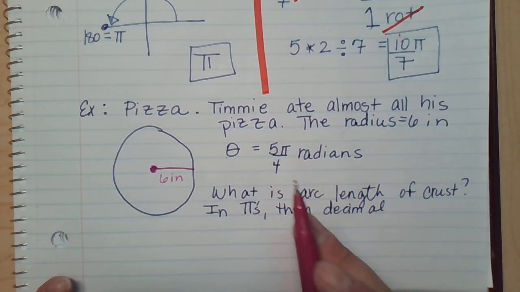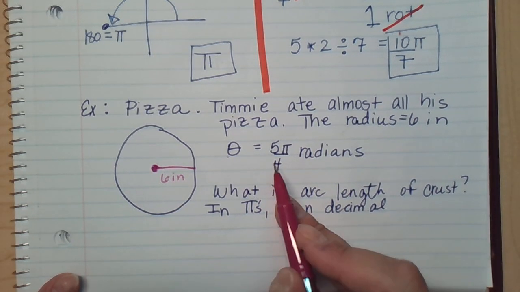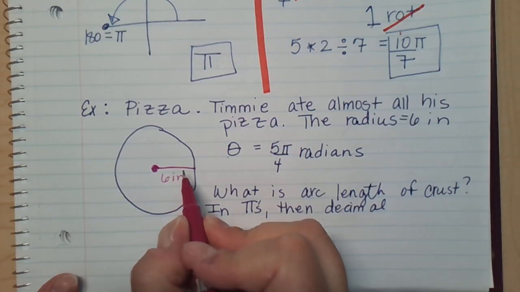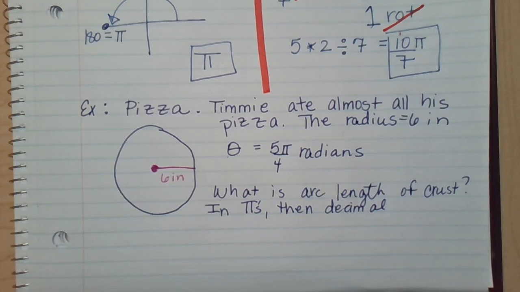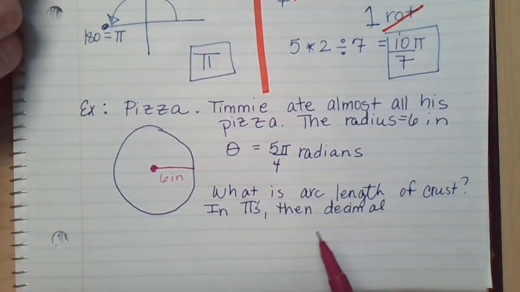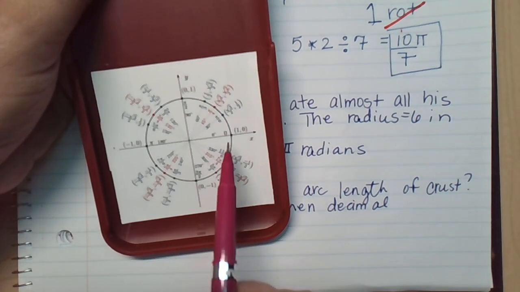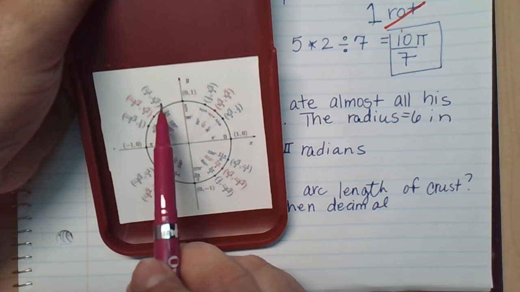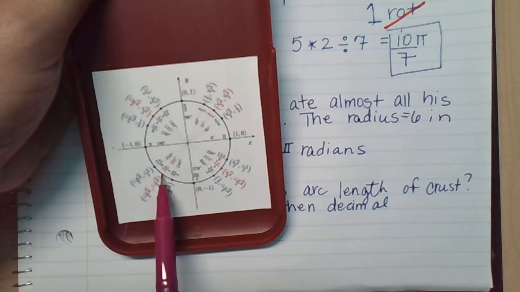It's actually super big. 5 pi over 4 is, if you think of the unit circle, or if you look at your sticker, pi over 4 starts here and goes, my bad, 5 pi over 4. Goodness, look at this. That's a big old piece of pizza.